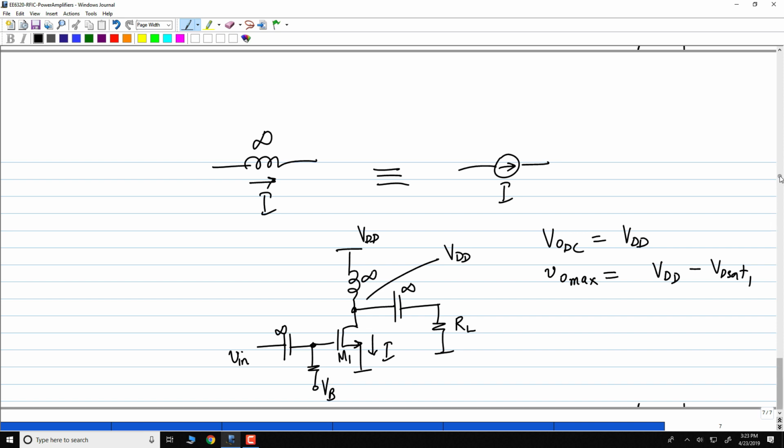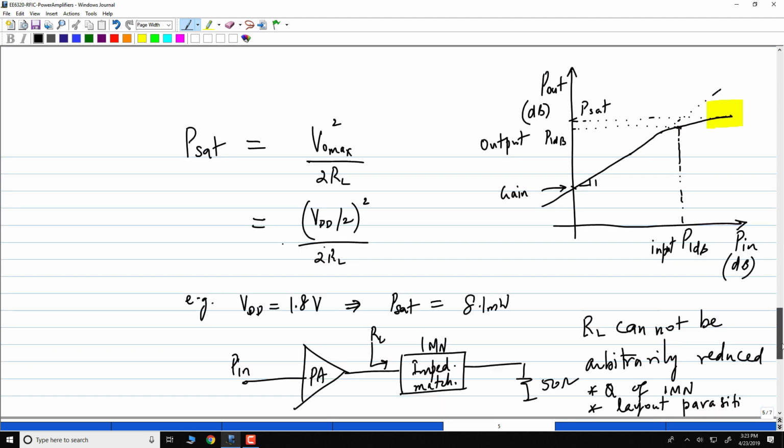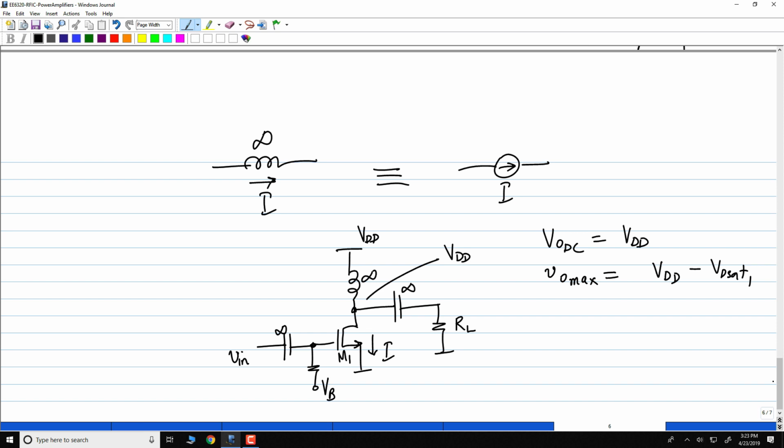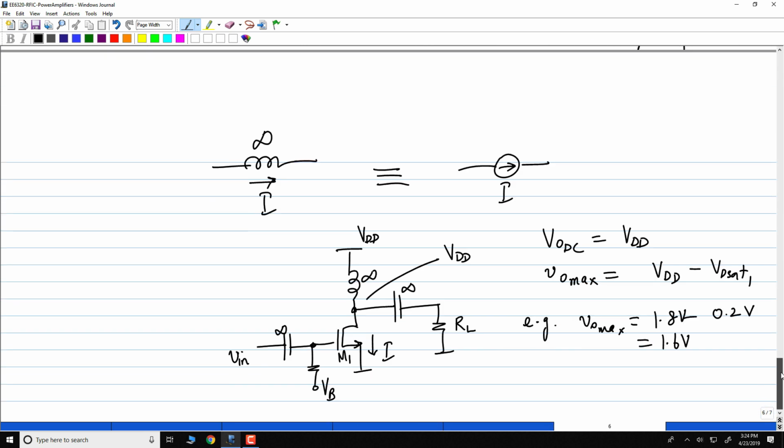Okay, is this larger or smaller than the previous circuit? Of course it's much larger. VD sat is under your control. VD sat depends on I and W, the width of the NMOS transistor. You know that VD sat you can make a couple of 100 millivolts easily. VDD is 1.8 volts. So you can imagine that VDD minus, let us say, VD sat, you can get an amplitude of 1.6 volts. How much did you have earlier? About 0.4 volts. You have about 4 times the amplitude, correct?